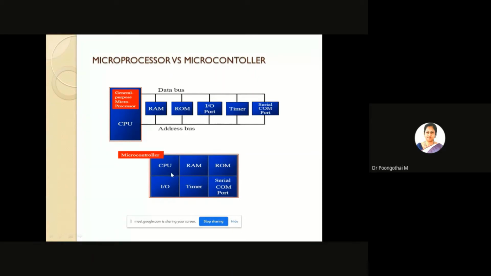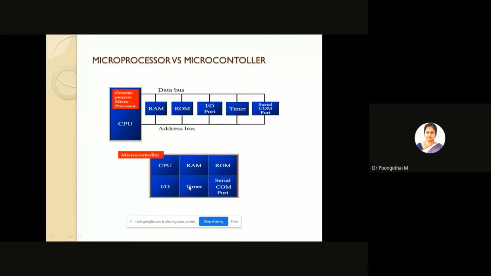But in case of your microcontroller, the processor, RAM, ROM, IO port, timer, and serial communication port are all embedded together on a single chip. Okay. So it has a CPU in addition to a fixed amount of RAM, ROM, IO ports, and timer, all on a single chip. So the drawback here is the fixed amount of on-chip RAM, ROM, and IO ports.